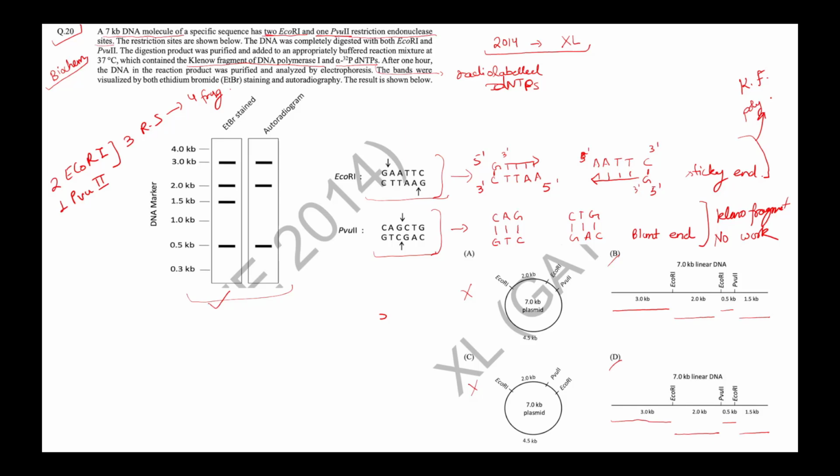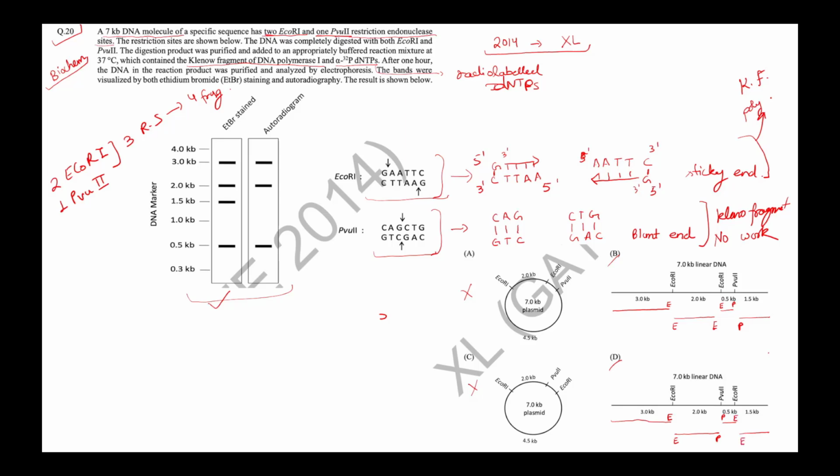As we have now discussed, let's see. If this one is getting digested, it will produce an EcoRI sticky end here, EcoRI sticky end here, EcoRI sticky end here, EcoRI sticky end here, PvuII blunt end here, PvuII blunt end here. While for this one: EcoRI, EcoRI, PvuII, PvuII, EcoRI sticky end, EcoRI sticky end.